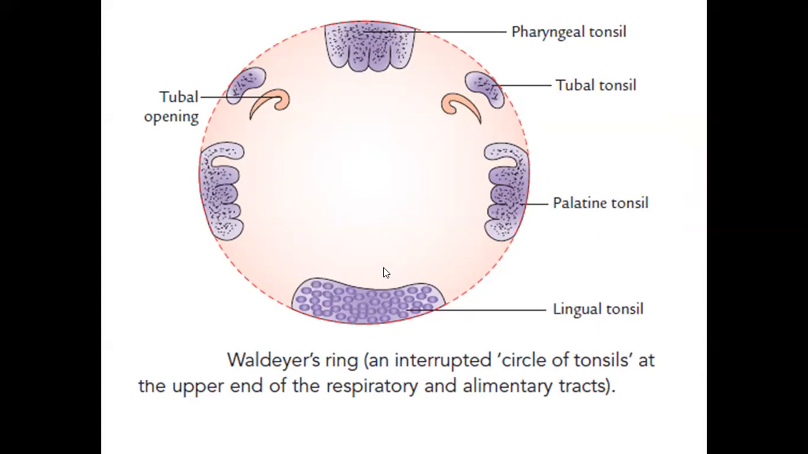So what is the importance of this Waldeyer's ring? The Waldeyer's ring prevents the invasion of microorganisms from entering the air and the food passages, and therefore it acts as a defense mechanism for the respiratory and the alimentary tract.